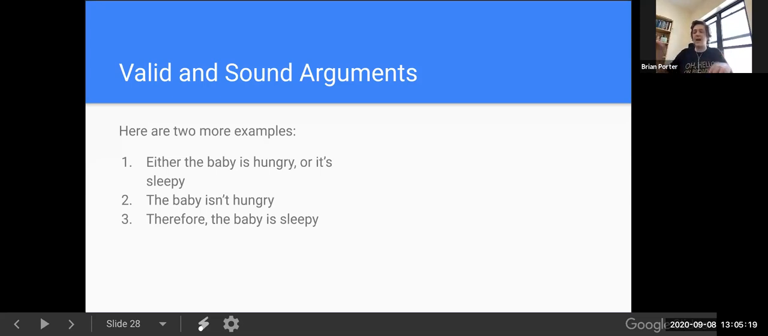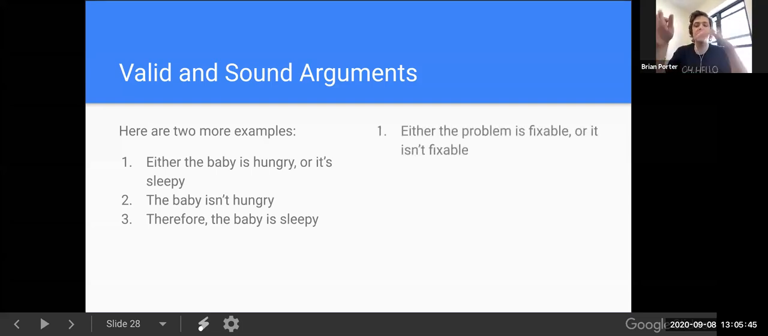If you go through this case and you find out the baby's not sleepy, well, then one of your premises must be incorrect. Either the baby is hungry, or there's some third possibility besides the baby being hungry or the baby being sleepy. Because if the conclusion turns out to be false, that means one of your premises had to be false because the argument form is valid.